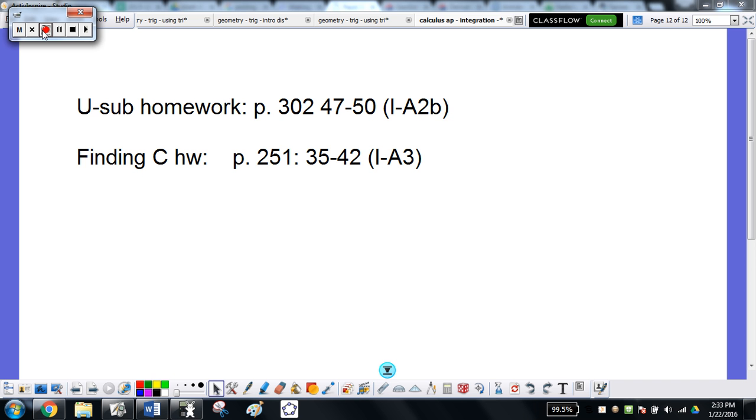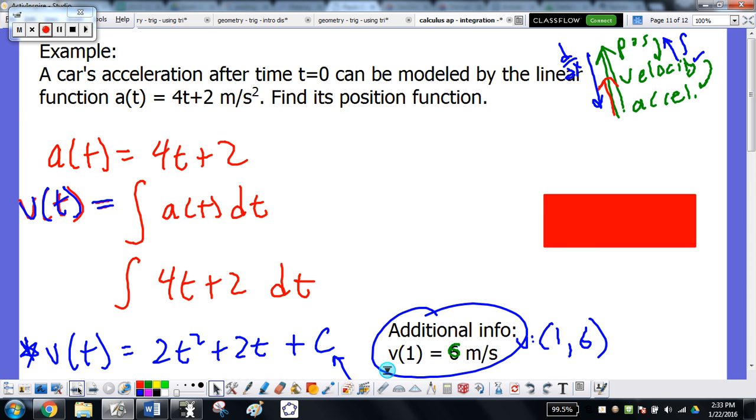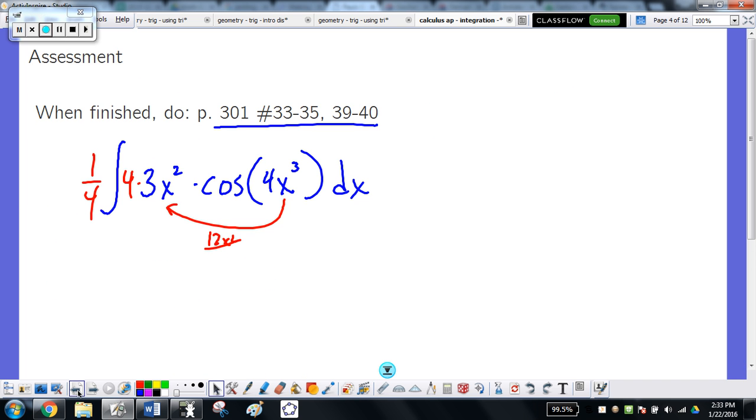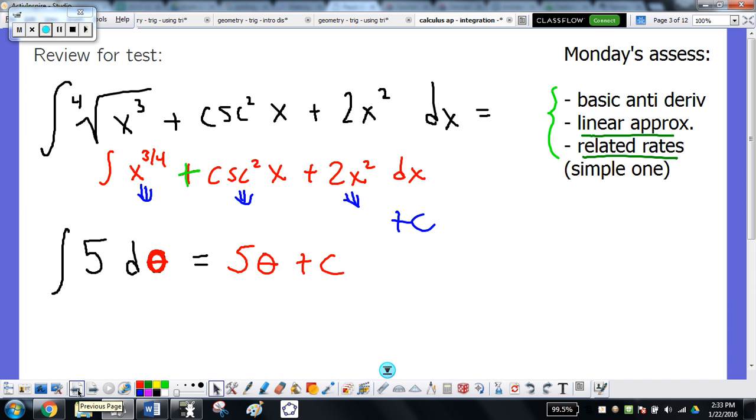All right, so just to review, once again, right, these concepts can be a little challenging, but I encourage you to go back to the video. But more immediately, right, you have your assessment coming up on basic antiderivatives, linear approximation, and related rates.